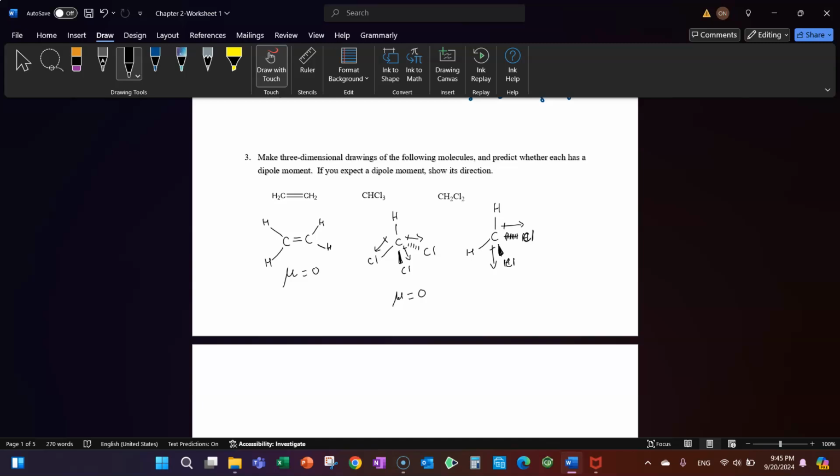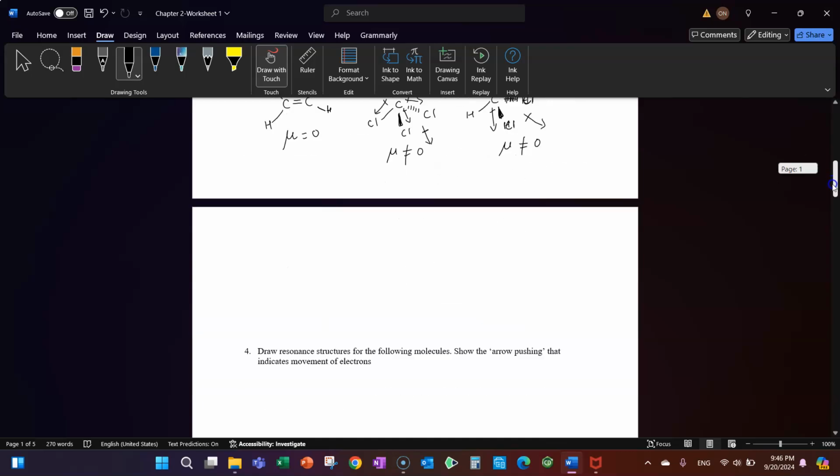I made a mistake here. The dipole moment is not equal to 0 in chloroform, but it should be some value. So we can just say that the dipole moment is not equal to 0. And same thing here, the dipole moment is not equal to 0. So you have the overall dipole moment in this direction. For this one also, the overall dipole moment is somewhere in this direction. And this one is a symmetrical molecule with no polar covalent bonds, and therefore the dipole moment is 0.